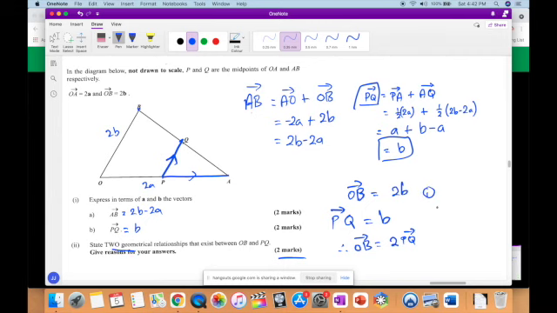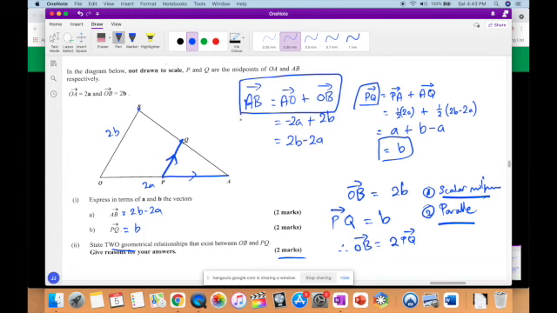Hence, two geometrical relationships. So the first one, and please learn these two by heart because we've done like 4 questions that ask the same exact question. The first geometrical relationship is that they are scalar multiples. And then the second geometric relationship is that they are parallel. Scalar multiples, parallel.